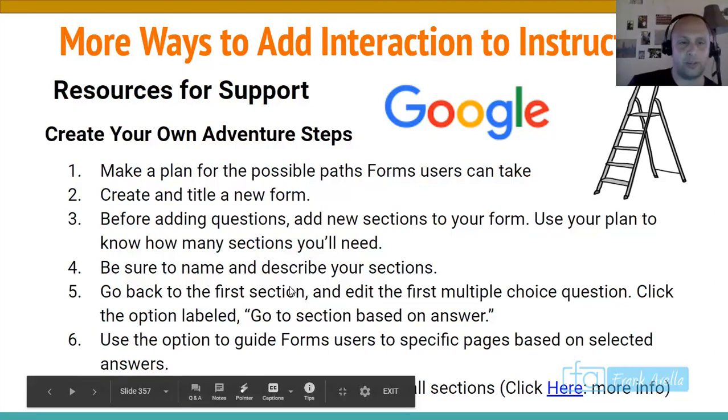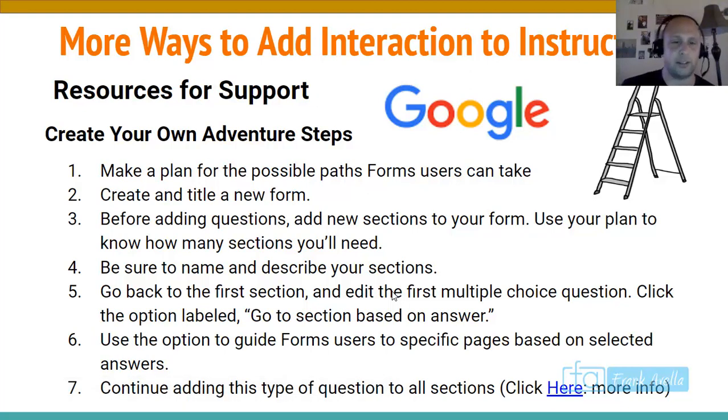Again, that's all in the video though. Okay, use the option to guide forms users to specific pages, and continue adding this type of question in all sections. So then you will go to the next section, ask another question. Where do you want to send them? Where do you want to send them to each section? And that's your own adventure basically. It's just a form, and then sending them to different sections, different extensions, different sections.